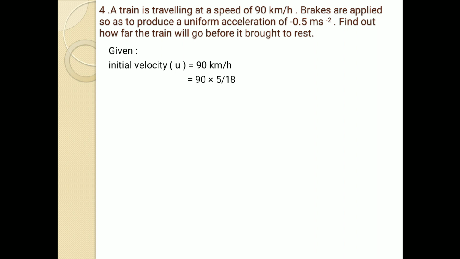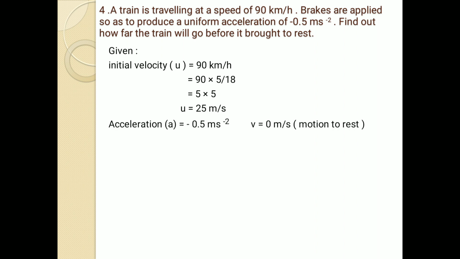And conversions we have to do. Why? Because acceleration is in meter per second square and velocity is in kilometer per hour. So we have to convert kilometer per hour to meter per second. 90 kilometer per hour, we are going to convert into meter per second. So 90 into 5 by 18. This you should remember. Okay. So 5 by 18, 18 fives are 90. So 5 into 5 is 25 meter per second. So initial velocity is 25 meter per second.